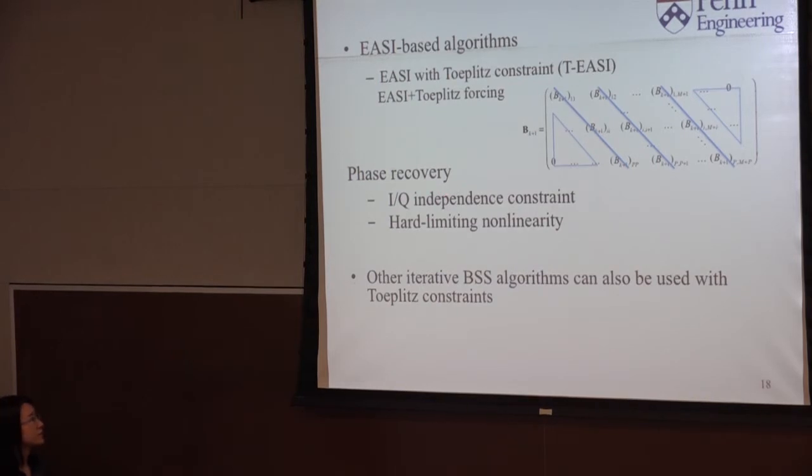Additionally, to have phase recovery, there are two methods. That is, first to use the IQ independence constraint, and the other is to use a hard limiting nonlinearity G in the adaptation. And besides this EASI algorithm, such a Toeplitz constraint could also be used in a broad range of BSS algorithms, as long as it is an online algorithm. So after each adaptation, we could always force such a Toeplitz constraint to help convergence.